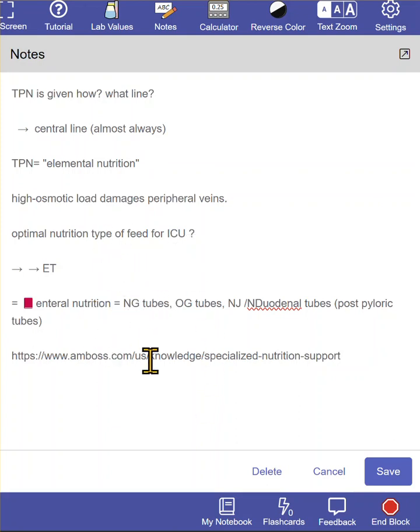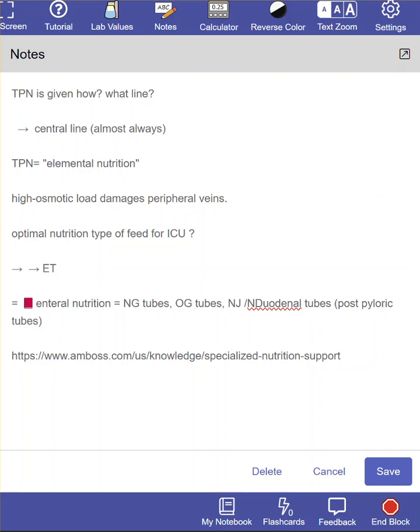So what is the optimal nutritional type if your patient goes into the ICU? Like, all things being equal, what would you give? So you'd give enteral nutrition. So what are examples of enteral nutrition, right? This is something that a lot of med students aren't thinking about. What is TPN versus ET? So ET is enteral nutrition.